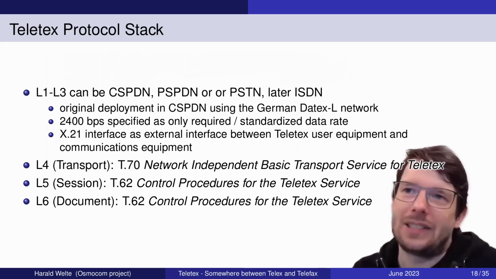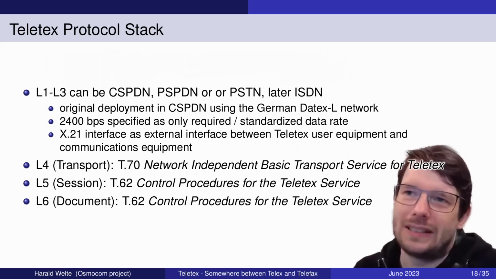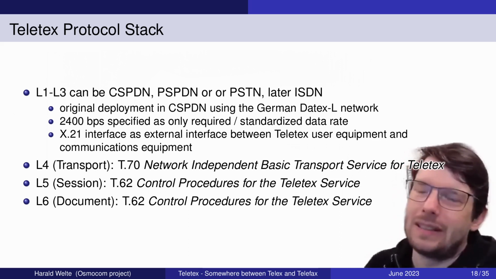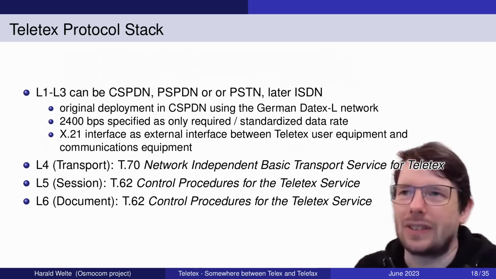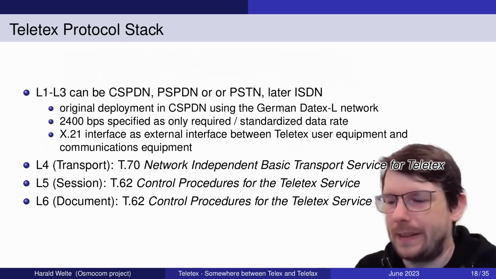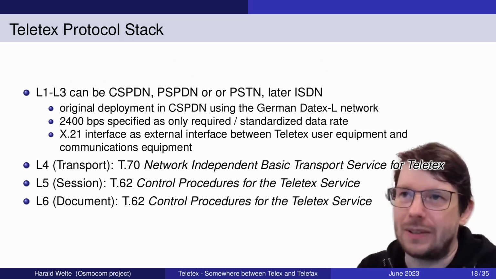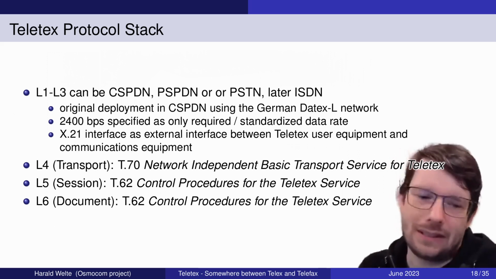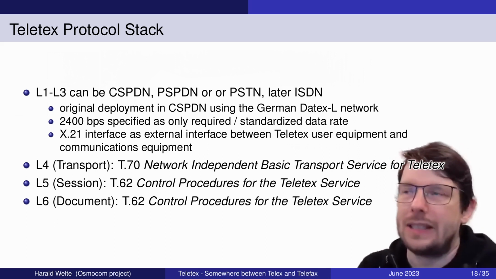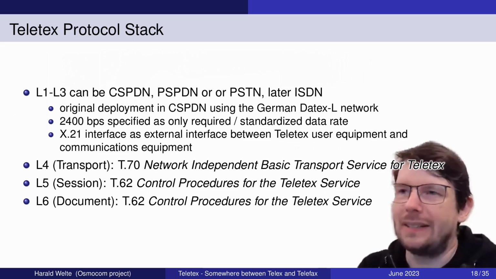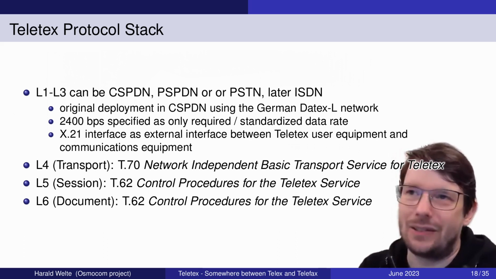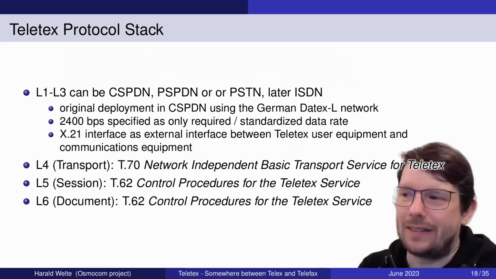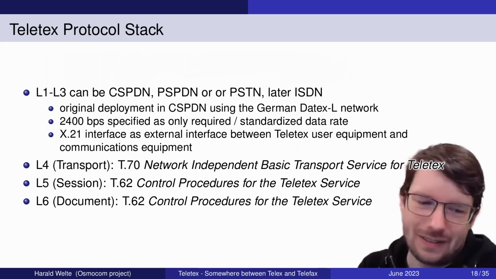And the original deployment in Germany was using a CSPDN, the circuit switched packet data network, using the Datex-L network. I gave a Retronet call about the Datex-L network if you want to learn more details about it. But it's basically a completely separate network from the telephony network. You get a separate line into your house or office, and it runs differently. It's not a telephony circuit. You don't have dialing like a telephony network.